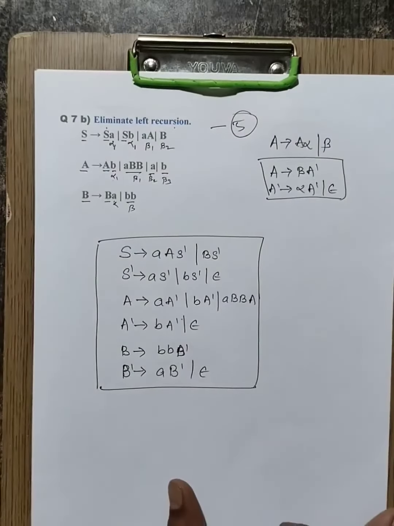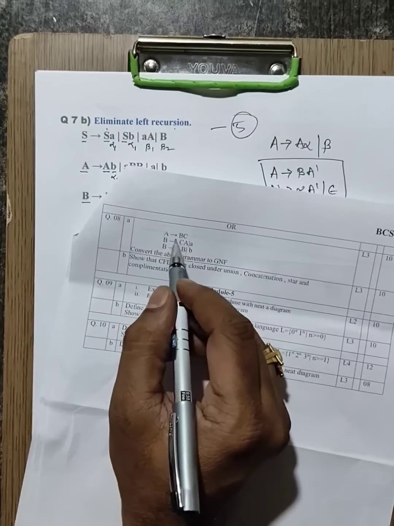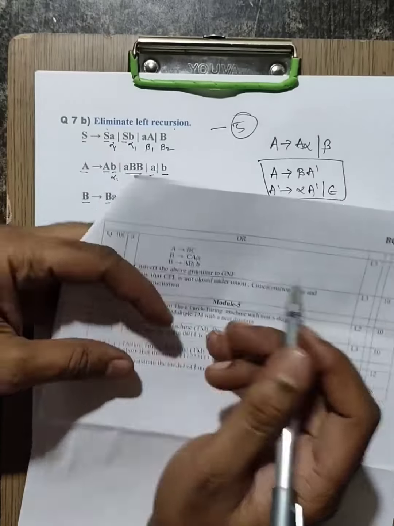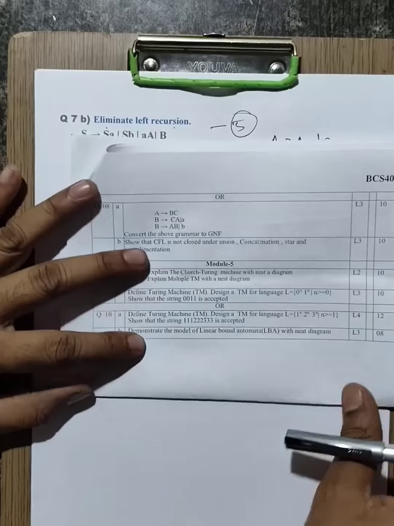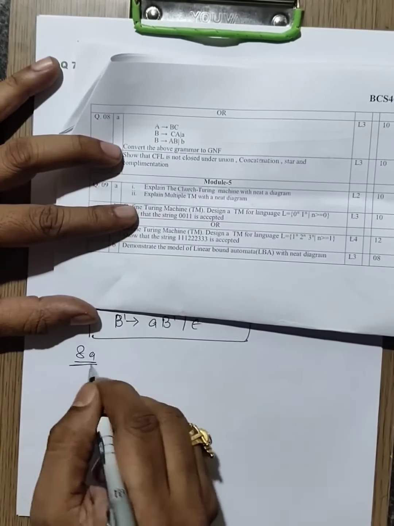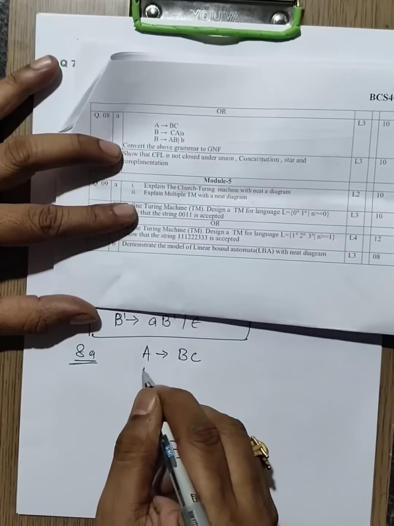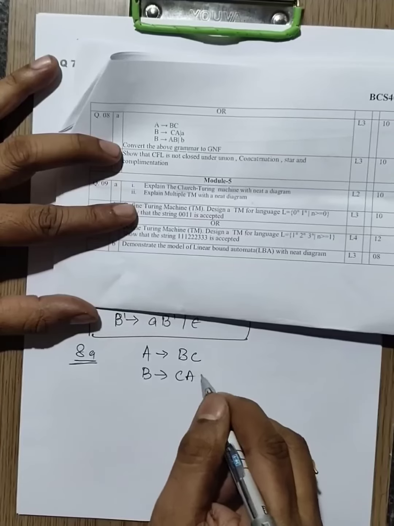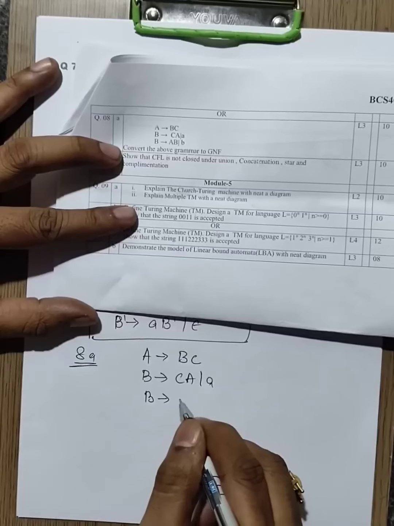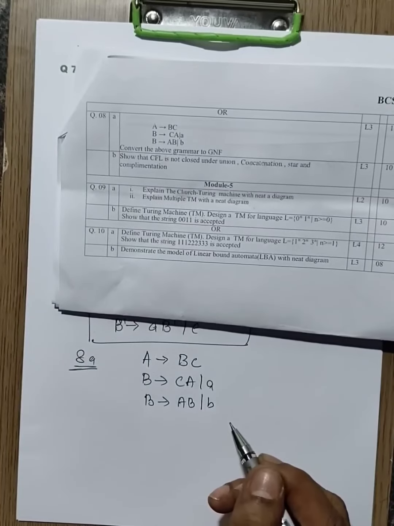Next question number 8. This is question number 8A. Convert the following grammar into GNF. Dear students, what is the grammar here? 8A. What is given in this? A produces BC, and B produces CA or A, and B produces A B or B.